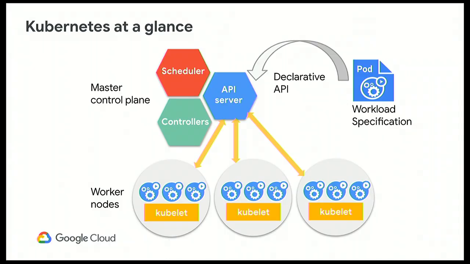So here's an oversimplified view of the Kubernetes architecture. At the bottom, you have the worker nodes, which are typically virtual machines running your workloads. And then you have the master control plane at the top, which includes the API server, scheduler, and various controllers. A Kubernetes user would just write a workload specification indicating how many replicas they want, what kind of container image to use, and then submit this spec to the API server, which will get dispatched eventually onto the worker nodes. And then we have the per-node agent, which is the Kubelet, that will start up the containers and manage them for you.